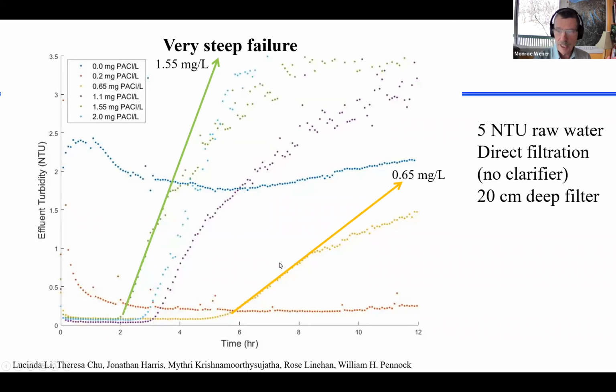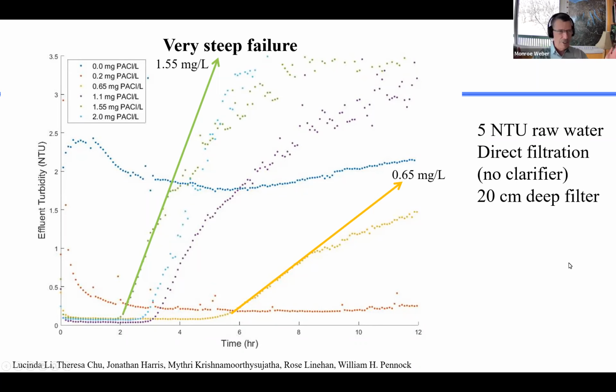And then we'll increase the coagulant dose a little bit more, go up to 0.65. Now we're the yellow dots, and look at this. Now it starts failing around 6 hours. You see that? The turbidity starts rising up, maybe a little bit before 6 hours, and it just goes up. And then we'll go to another extreme, we'll go all the way back to a very high coagulant dose, 1.55 milligrams per liter. And that one fails after 2 hours, and it fails very fast. That line is very steep. Turbidity comes up very, very quickly.